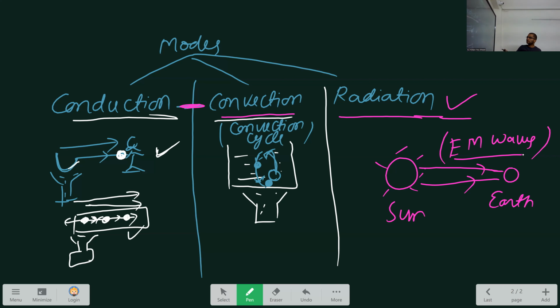Now students, we do not have convection in our syllabus, so we are going to study conduction and radiation. The first topic we are going to study is conduction. What is conduction? We already know what conduction is. Now we need to study important terminologies related to conduction. The first important term is steady state.